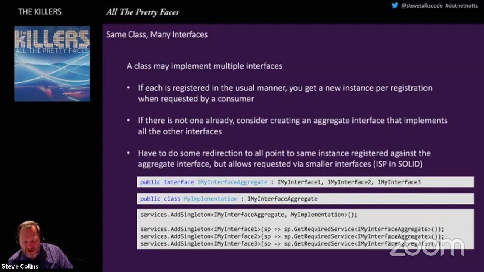From there, to avoid creating multiple instances, when I register interfaces 1, 2, and 3, what I do is I actually go off to the service provider again and say, go and get me my interface aggregate and give me that single implementation of it that I've just already registered. That way, when you, as a consumer, ask for the aggregate or interfaces 1, 2, and 3, you will still get the same object back.